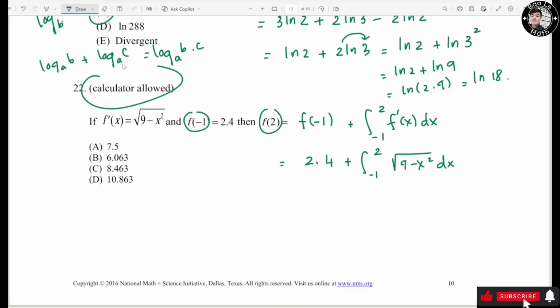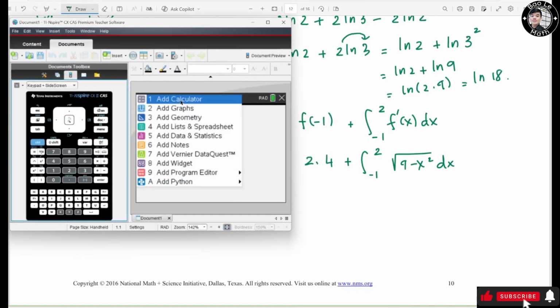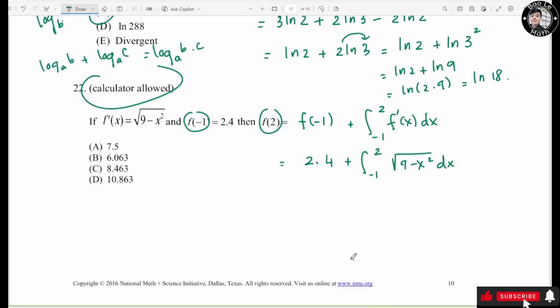Now since we are allowed to use the calculator, we're going to pull up the calculator. 2.4 plus, hit the button right here, input the integral from negative 1 to 2 of, hit the square root of 9 minus s squared ds. Press Ctrl Enter. It could be 10.863. The answer must be D.